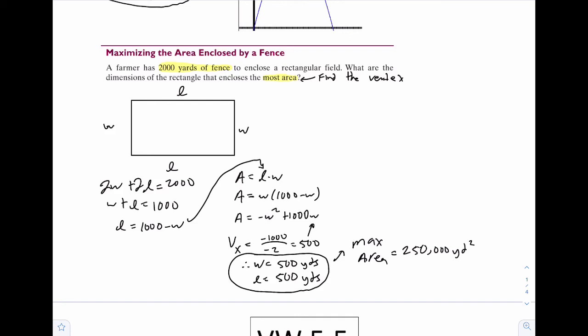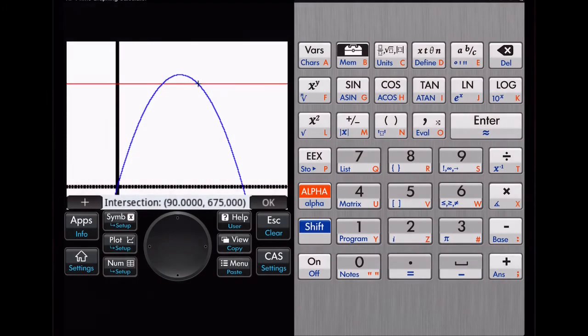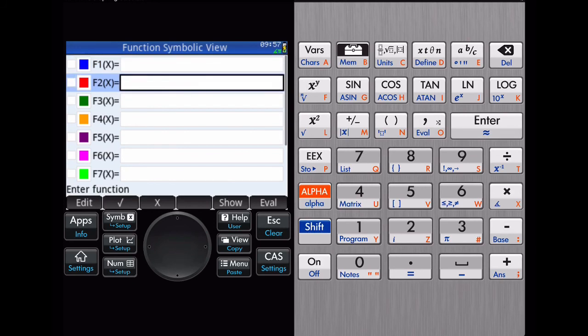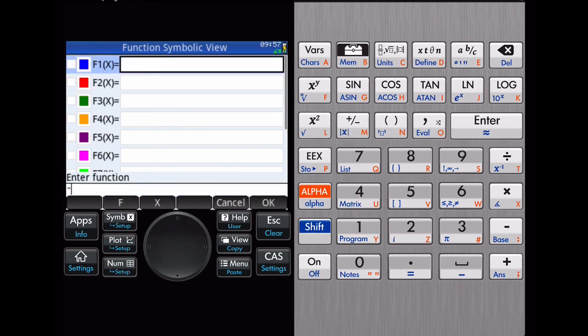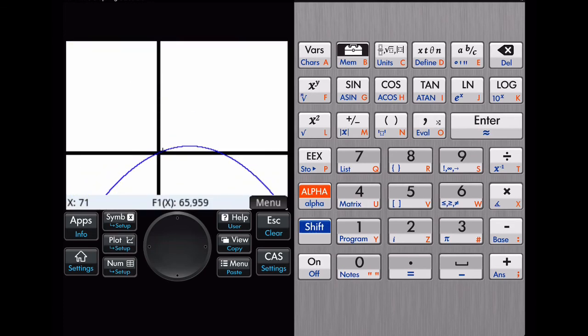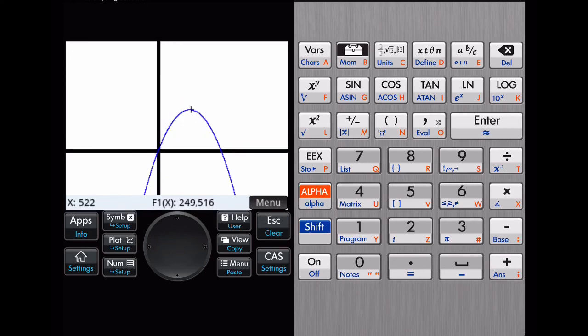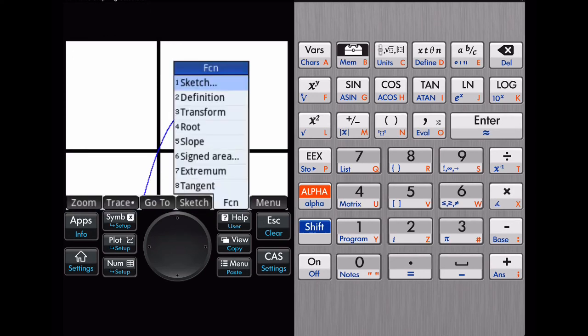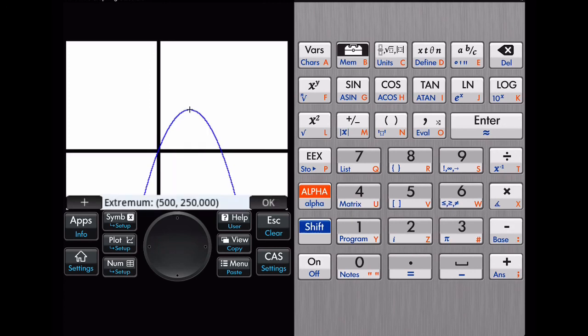Now, you also could have used your calculator. You can just simply plug this thing in. Let's go back to our calculator. This would be negative x squared plus 1,000 x and just adjust it so you can see the parabola right there. I'm going to find the extremum, and there it is, 500, 250,000.